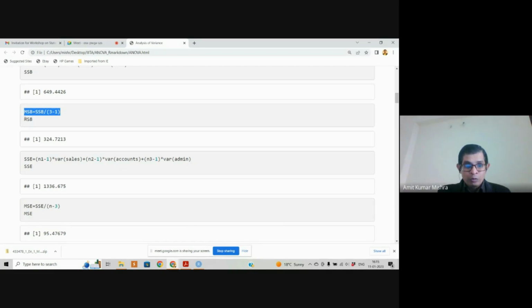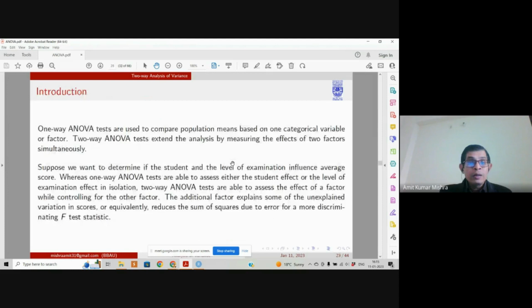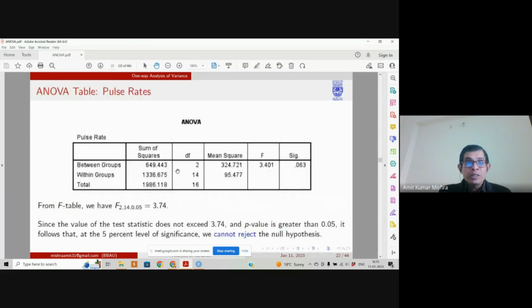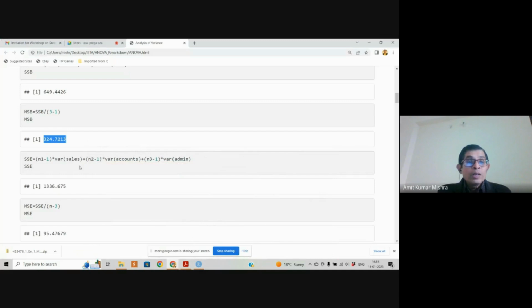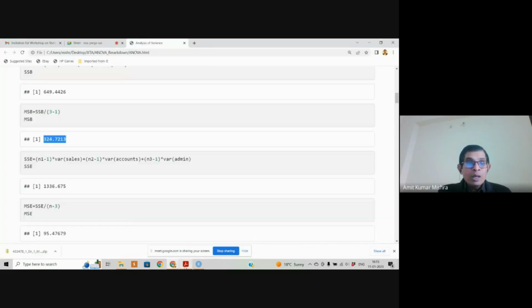So if you find out MSB, it is 324.7213. I can show you. I have included the SPSS output. Now you can see here, this is 324.721 and this is your R output, 324.7213, and this is the SPSS output. Both are same. Now you focus upon SSE.